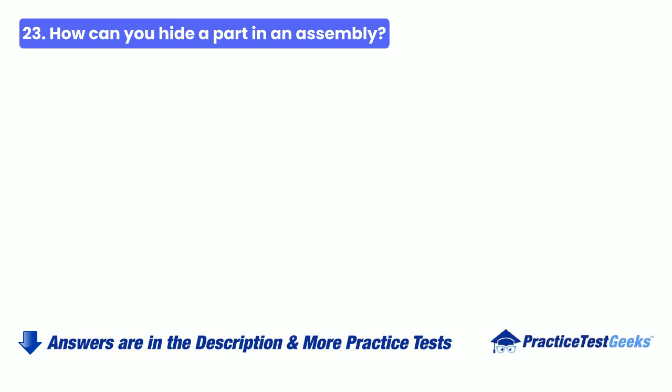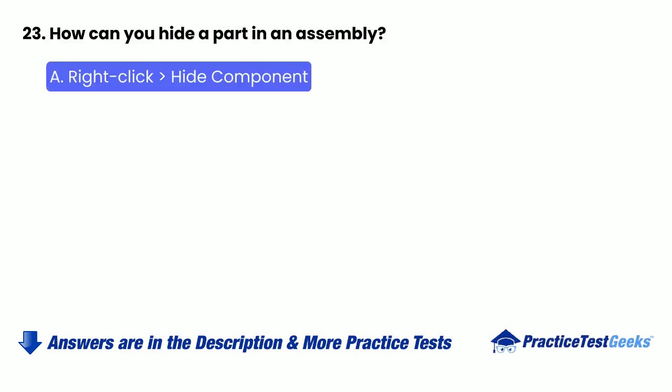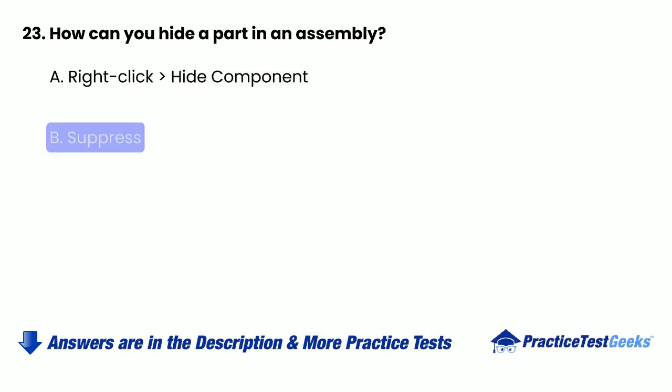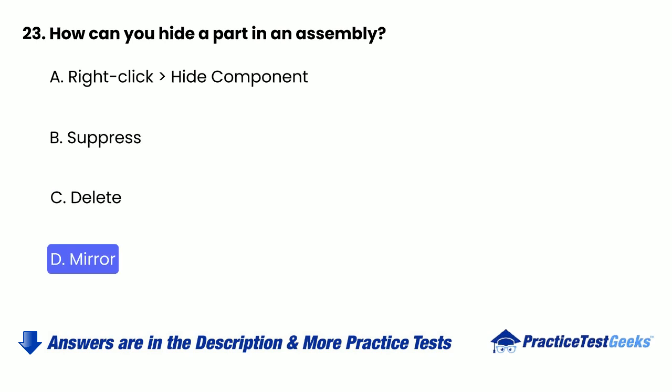23. How can you hide a part in an assembly? A. Right-click, then choose Hide Component. B. Suppress. C. Delete. D. Mirror.